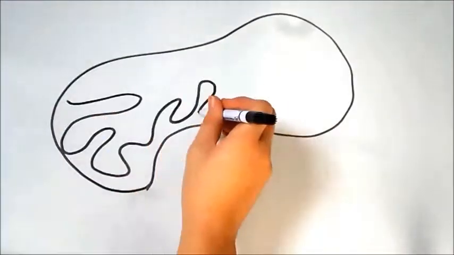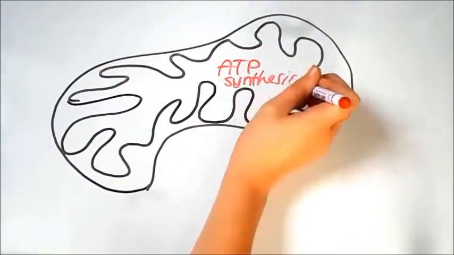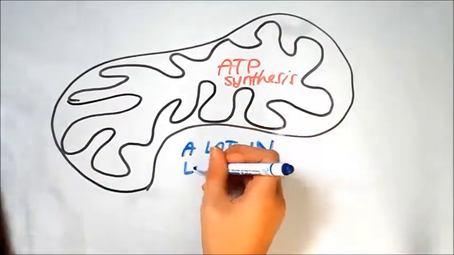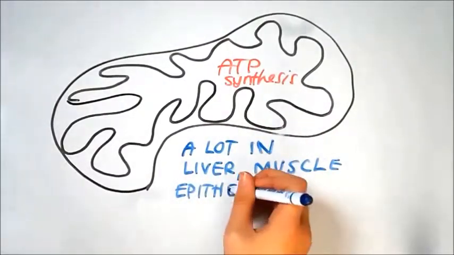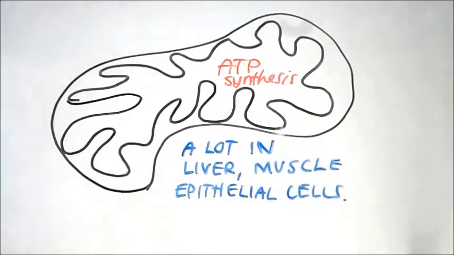You should keep in mind that ATP cannot be stored and so has to be constantly made inside the mitochondria of all cells. This means that cells that require a lot of energy, such as liver, muscle, and epithelial cells, will have a large number of bigger mitochondria so that more energy can be made. And there you have it.